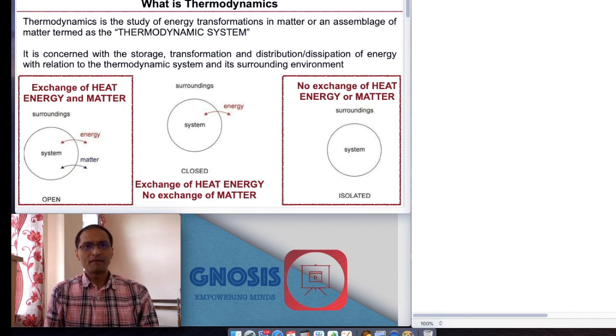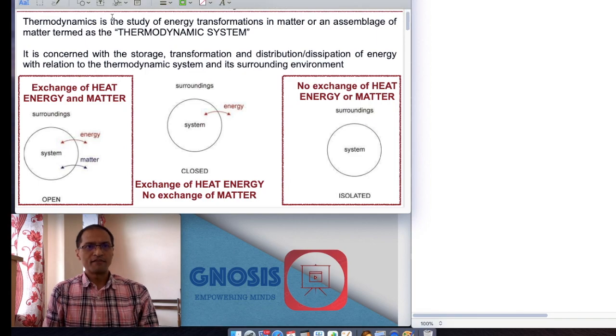If you look at thermodynamics, what we know from definition is that thermodynamics is the study of energy transformations in matter or an assemblage of matter, and energy transformations within the context of matter is what we term the thermodynamic system. All right. So what we're really trying to understand is how energy transformation takes place in an assemblage of matter, or the thermodynamic system.